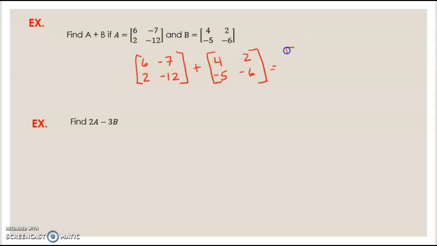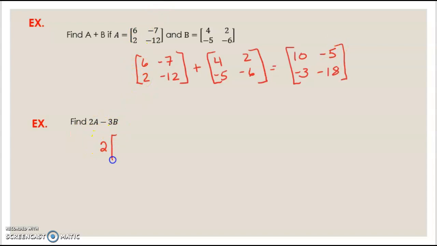6 plus 4 is 10. Negative 7 plus 2 is negative 5. 2 plus a negative 5 is negative 3. Negative 12 plus negative 6 is negative 18. There you go. Might also find 2A minus 3B.